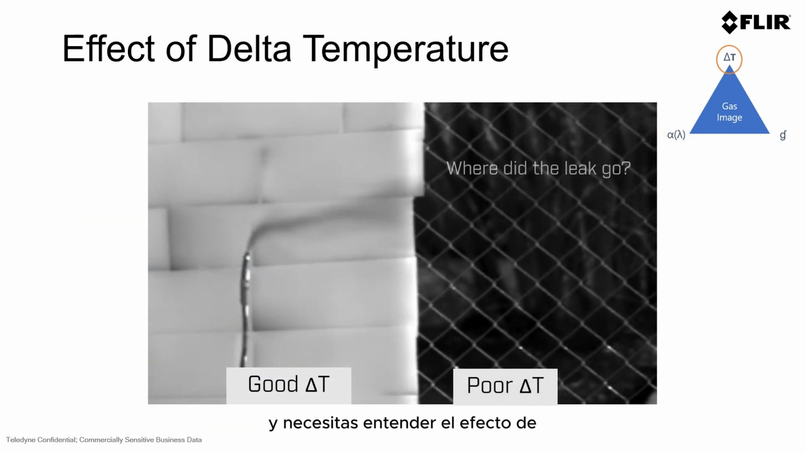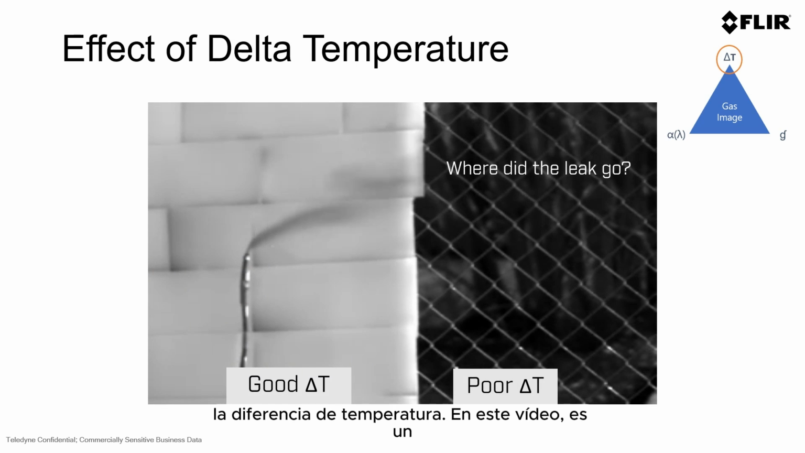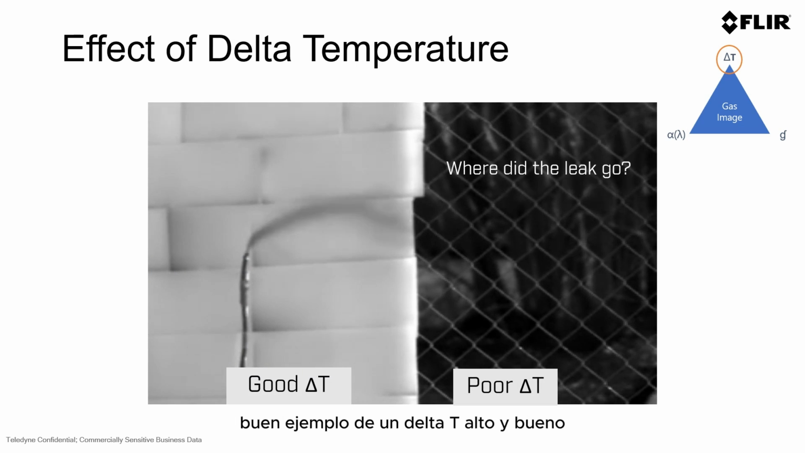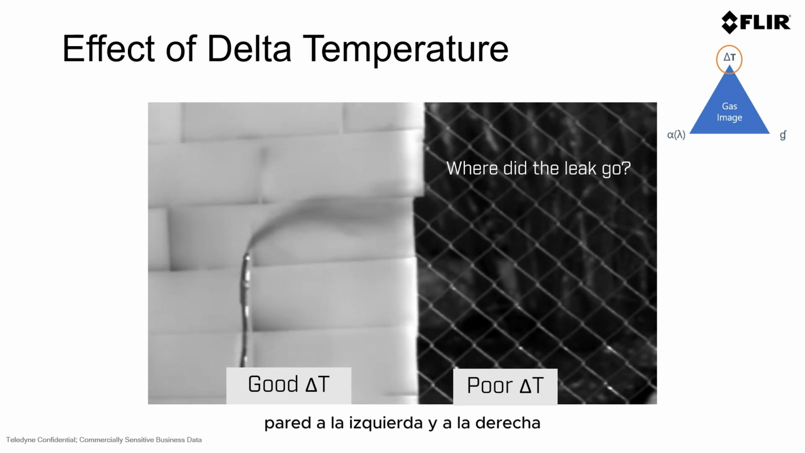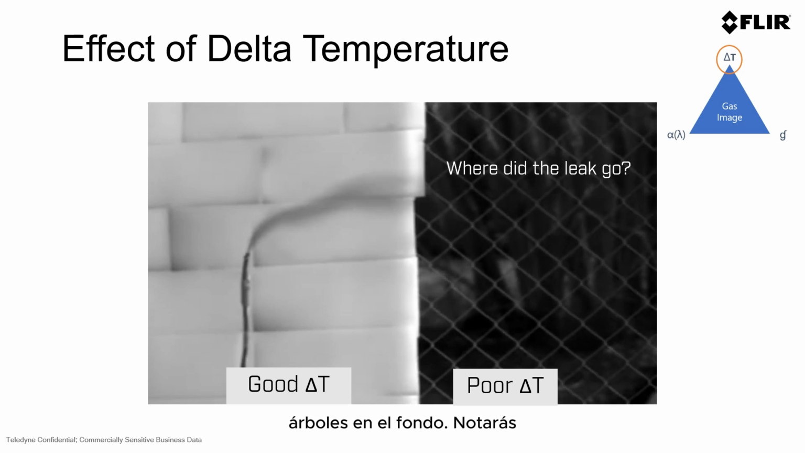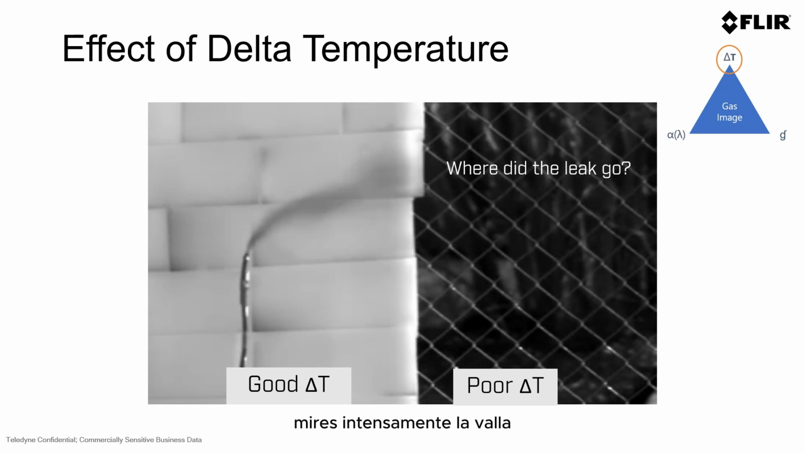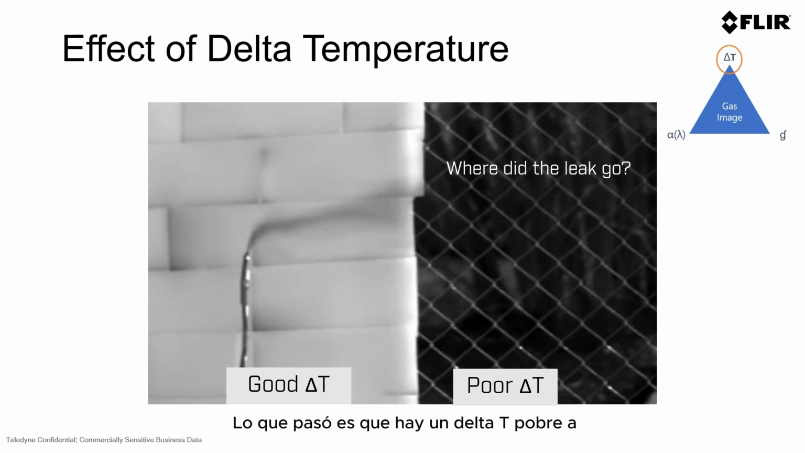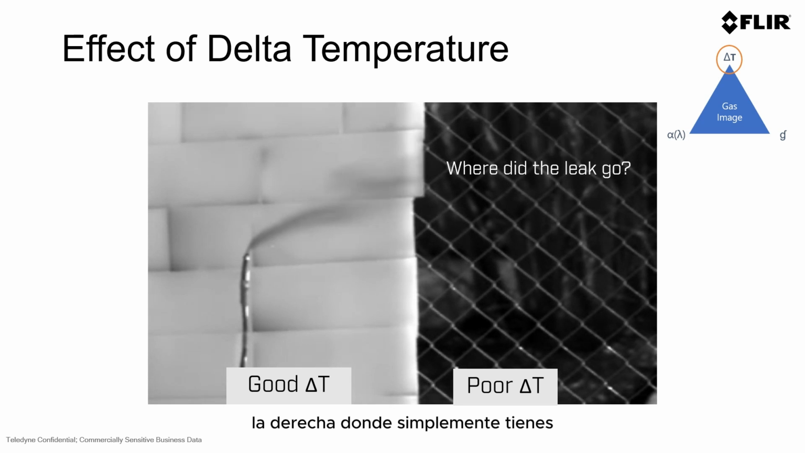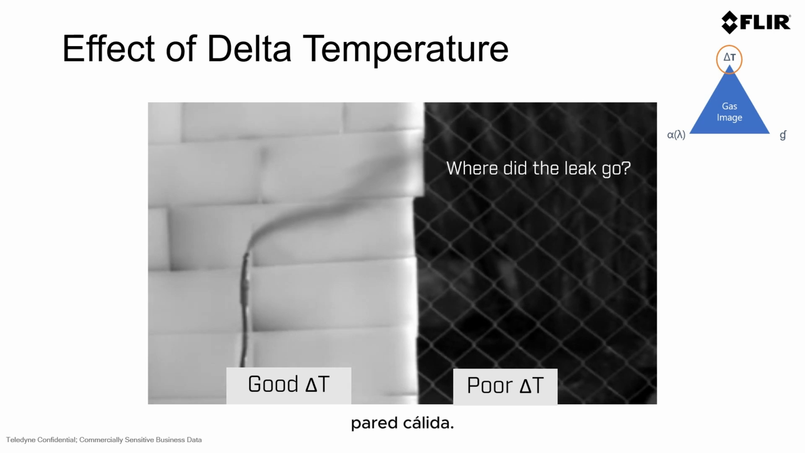And you need to understand the effect of delta temperature. In this video, it's a good example of a high and good delta T on the left and a poor delta T on the right, where you have a wall on the left, and on the right you simply have a chain link fence and trees in the background. You'll notice that the leak seems to disappear unless you intensely look at the chain link fence where you can see the leak carrying over there. The leak didn't go away. What happened is there's poor delta T on the right where you simply have ambient trees in the background versus a warm wall.